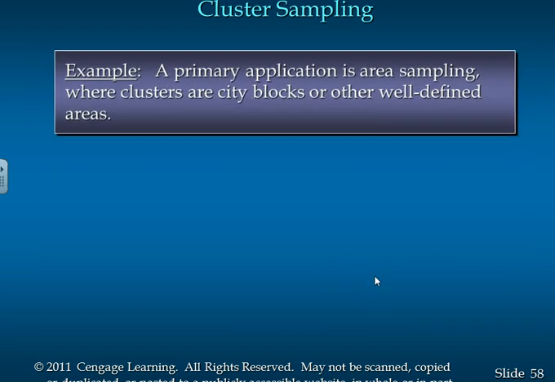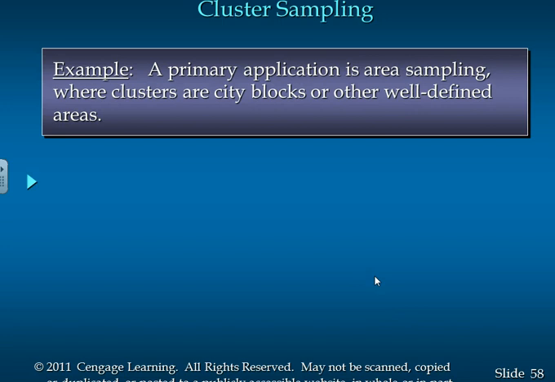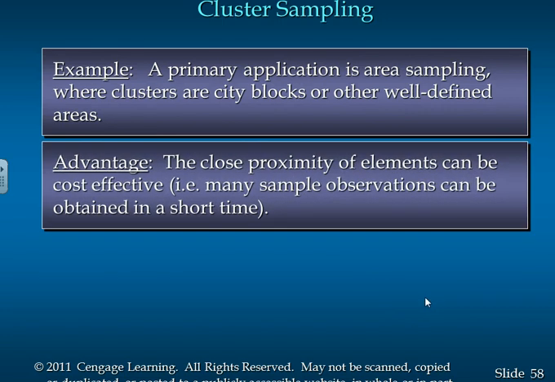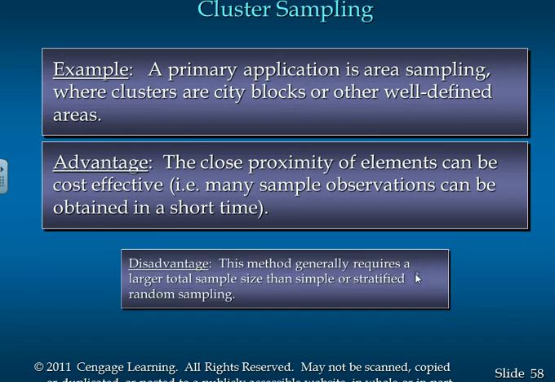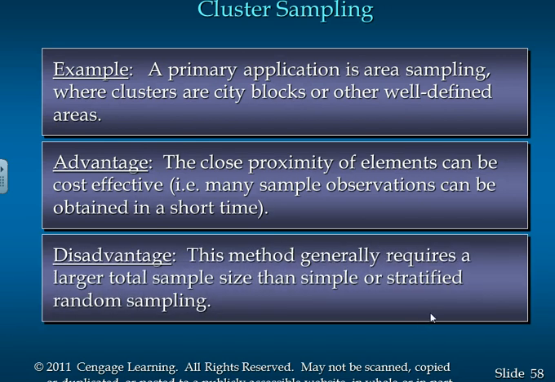Cluster sample. Primary application is in area sampling, where clusters are city blocks or other well-defined areas. So I take a city block here, a city block there. Close proximity of elements can cause cost effectiveness, but also a disadvantage. So we did that during the snowstorm in Connecticut. Everyone got the same 42 inches, even though some only got 30 and some got less than 42. Everybody got 42 because that's what the guy that got the most did, right?